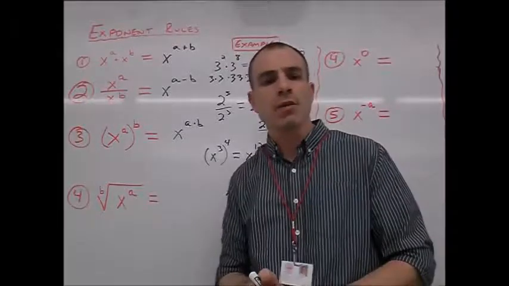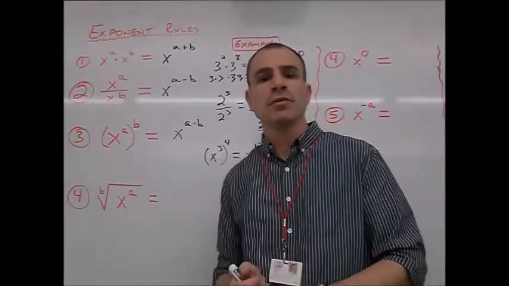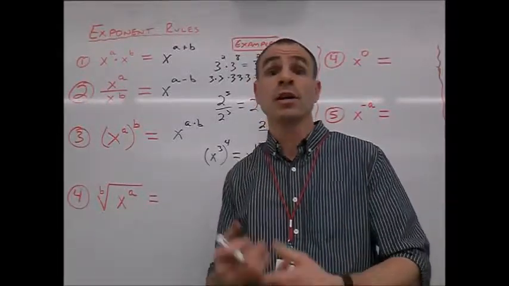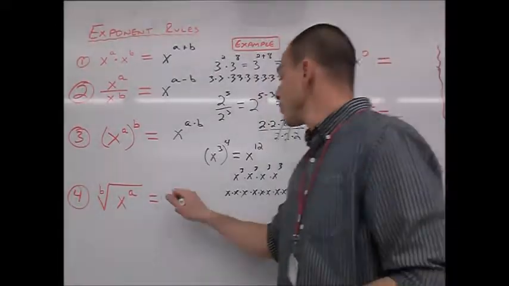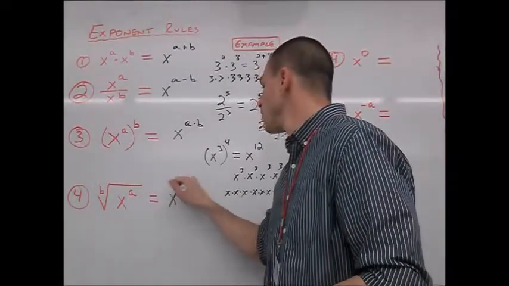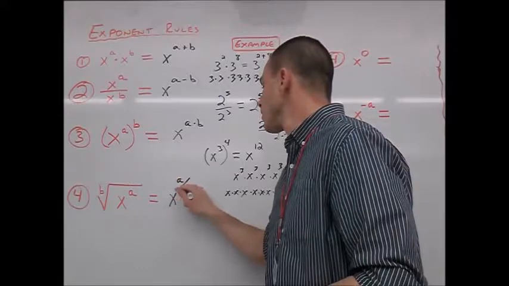And last but not least, the most difficult one, we see that we're adding our exponents, subtracting, multiplying. If we see a radical, that's going to lead us to a rational exponent. In other words, we're going to divide our exponents here. So we're going to have x to the a over b.